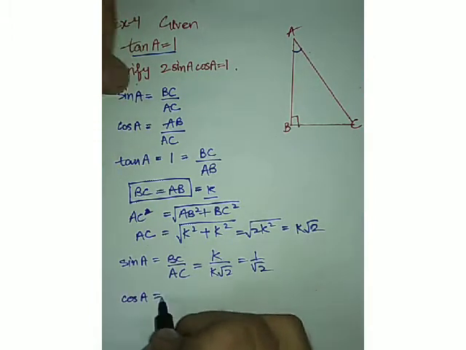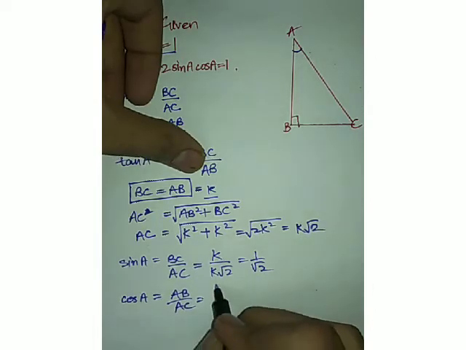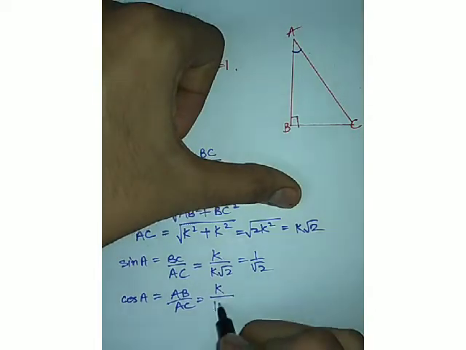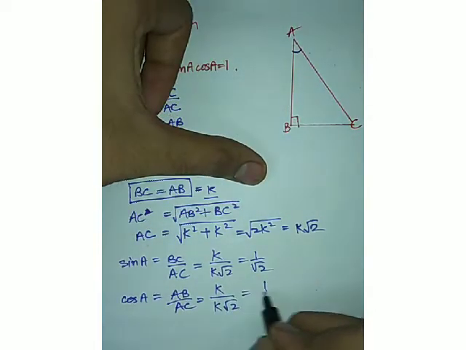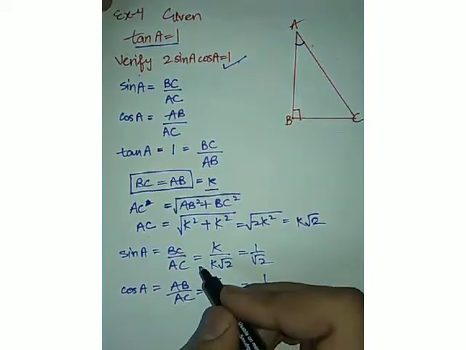What is cos A equal to? That is AB upon AC. What is AB equal to? K. What is AC equal to? K root 2. So we will get 1 upon root 2. Just fill in the values in the given equation that we have to verify.